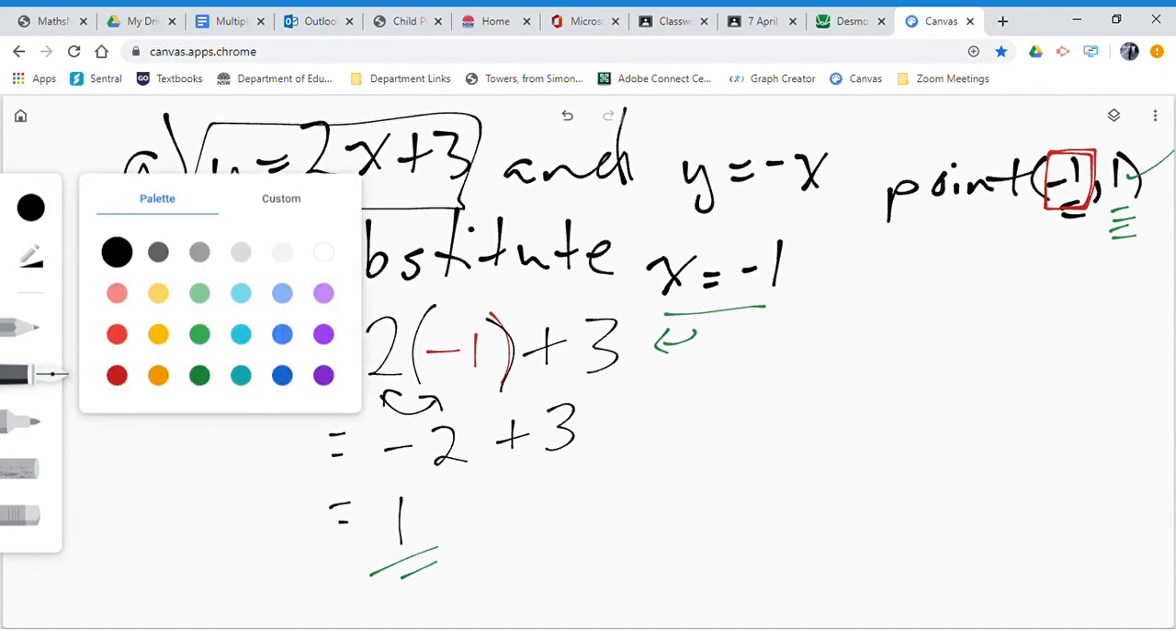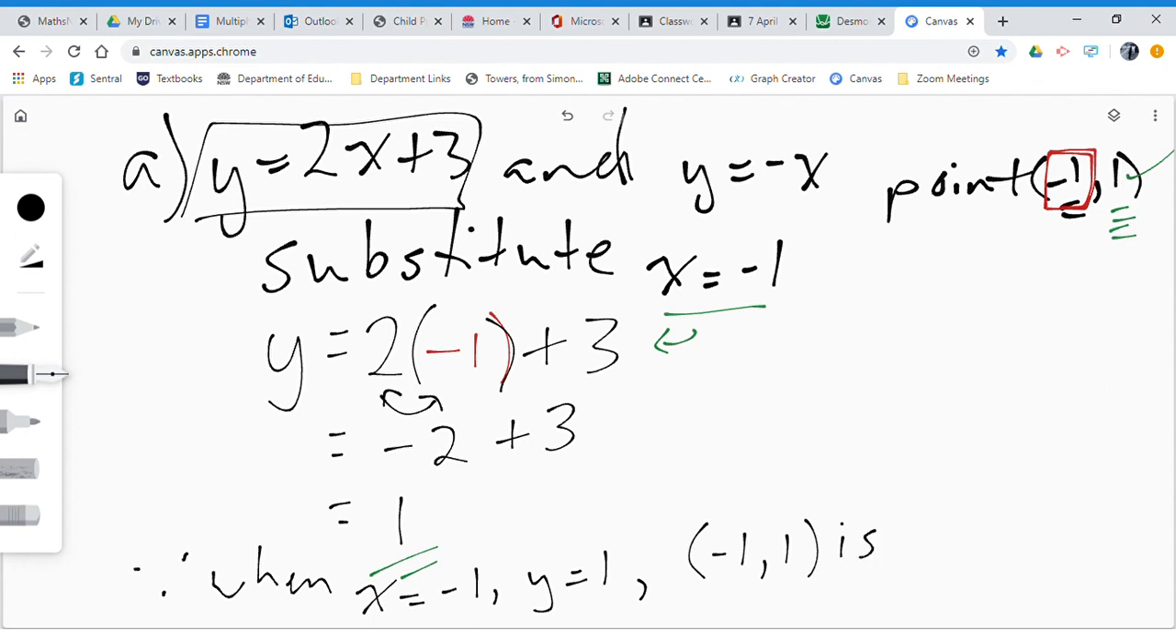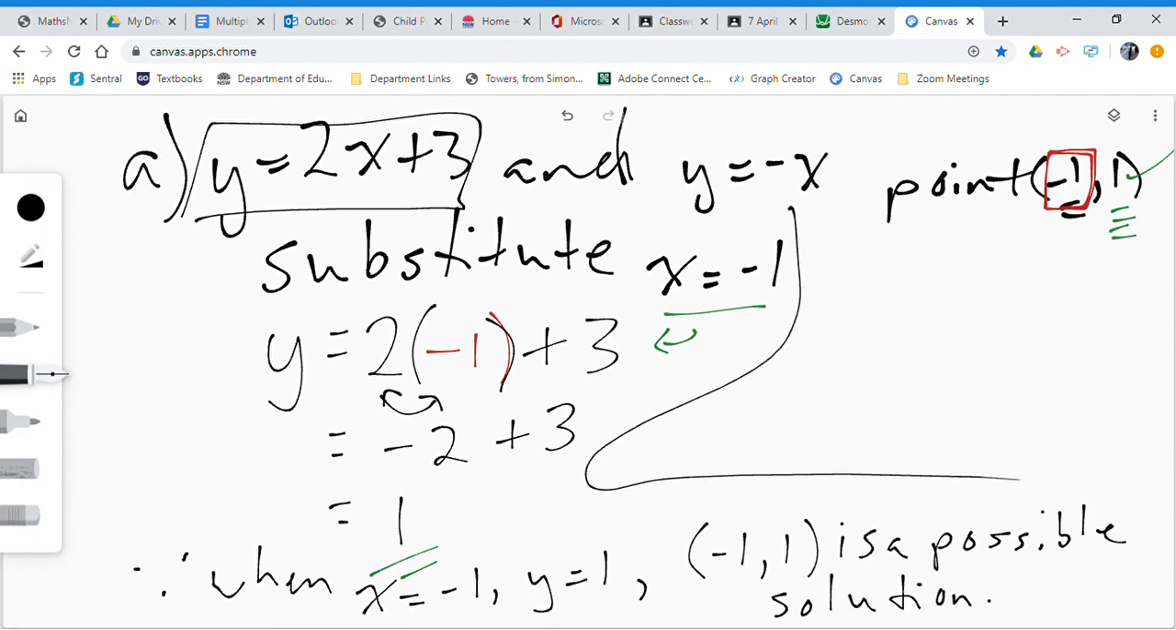So we can say, since when x equals negative 1, y equals 1, negative 1, 1 is a possible solution. Perfect. So that's our first possible solution.